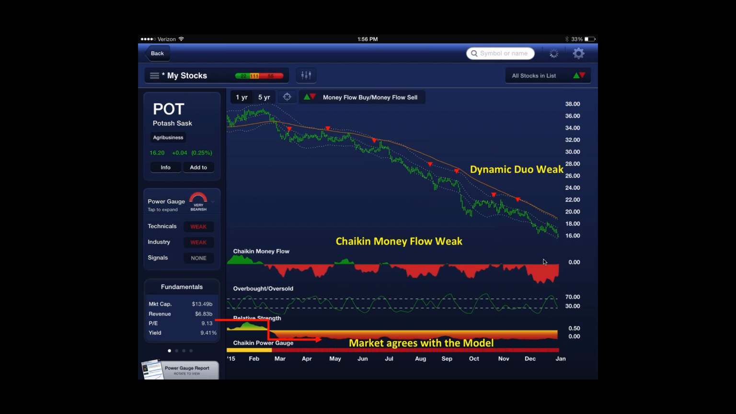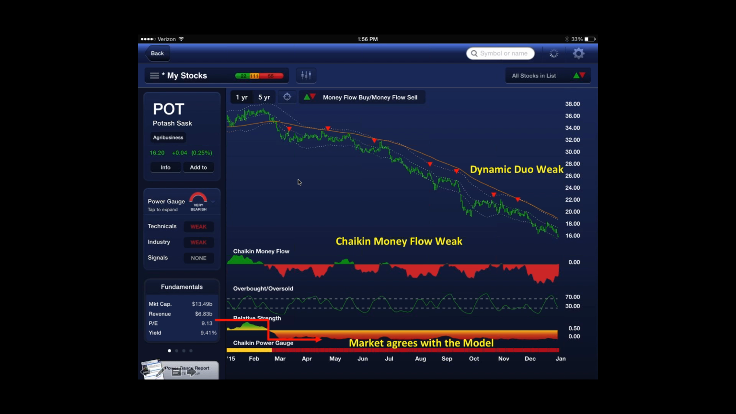Now here's the dynamic duo on the downside. Potash, one of the biggest fertilizer stocks in the world. The agribusiness group is weak, and we show you that here. We characterize the industry groups based on the power bar. And Potash has been a total disaster. Relative strength turned negative in February. Power gauge turned bearish about a week later.